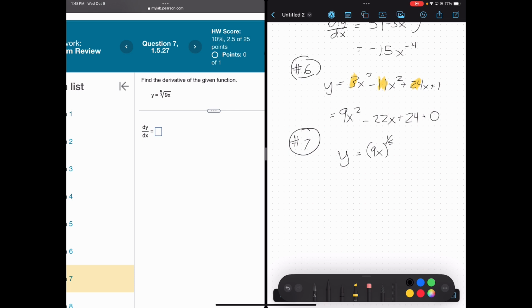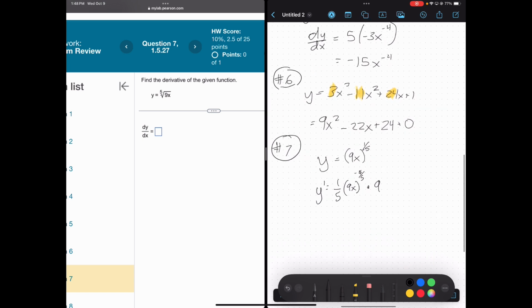Although, because I have 9x in my parentheses, what does this derivative now require? Chain rule. Right. So if I use chain rule here, I do the derivative of the outside function, keep the inside function the same. 1/5 minus 1 gives me negative 4/5. But then I have to multiply by the derivative of the inside function, which is just 9. Very nice. Okay.